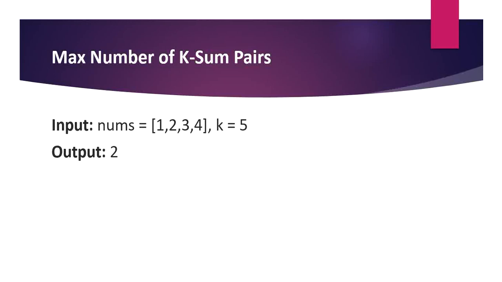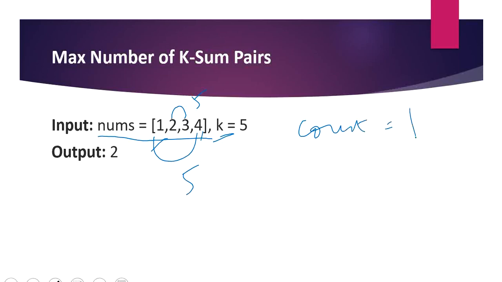So if you see, we have an integer array nums and k is 5. If you manually calculate these numbers 1, 2, 3, 4: 3 and 2 sum up to 5, and 4 and 1 sum up to 5. Suppose we take 4 and 1 in our first iteration, the count becomes 1, and in the second iteration we take 3 and 2, the count becomes 2 and the array becomes empty. So there are two operations we can make, that is, we can take two pairs that sum up to 5. Let's see how we are going to approach this in our algorithm.